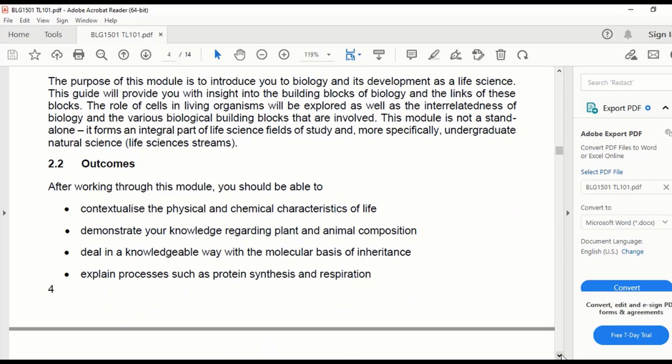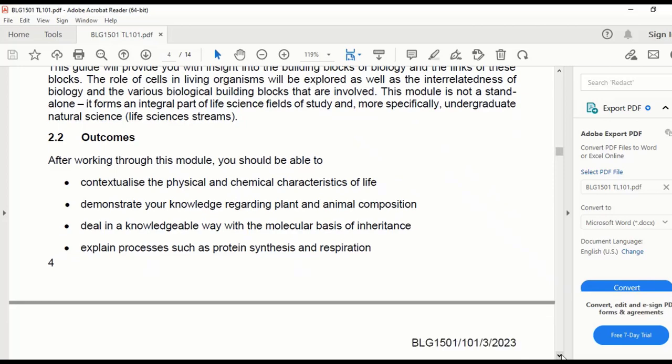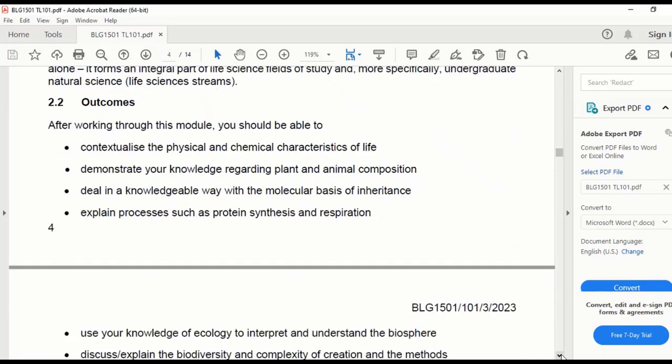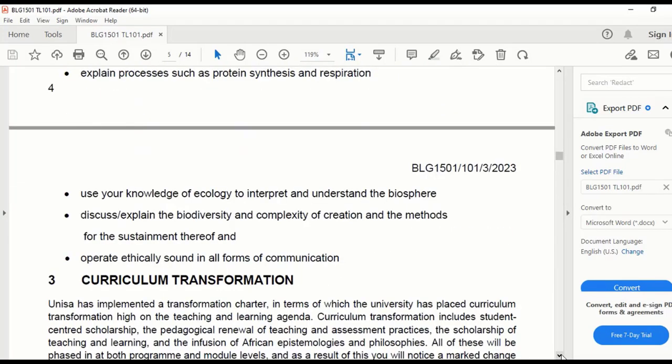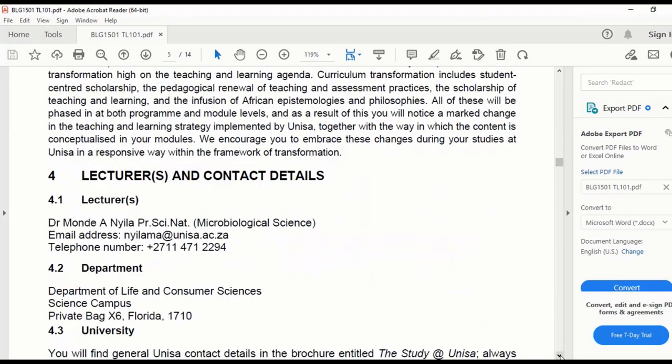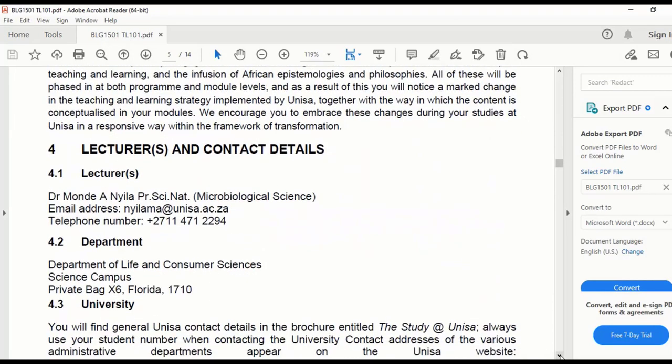you are expected to go through. You will contextualize the physical and chemical characteristics of life, and demonstrate knowledge regarding plant and animal composition and perhaps animal physiology to some extent, and concepts such as protein synthesis and respiration. I'm not going to go through the curriculum information, but this is just a guideline which you need to familiarize yourself with.